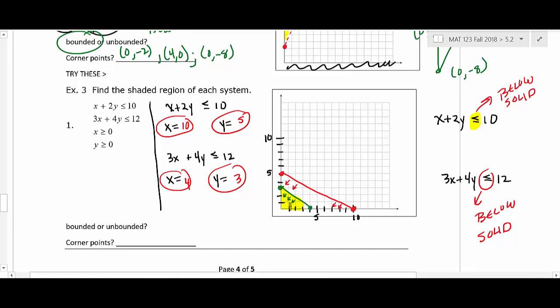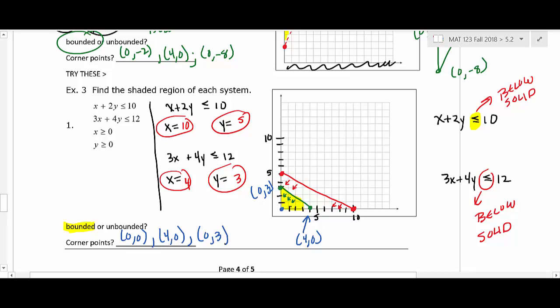Okay, is that bounded or unbounded? It's bounded. Okay, it's inside of a triangle, so it's bounded. What are the corner points? You can do this one in your head. (0, 0). (0, 0). What else? (0, -3)? (4, 0), right? And (0, 3). Okay, so you got (0, 0), (4, 0), and you got (0, 3). Okay, that's the situation you have.